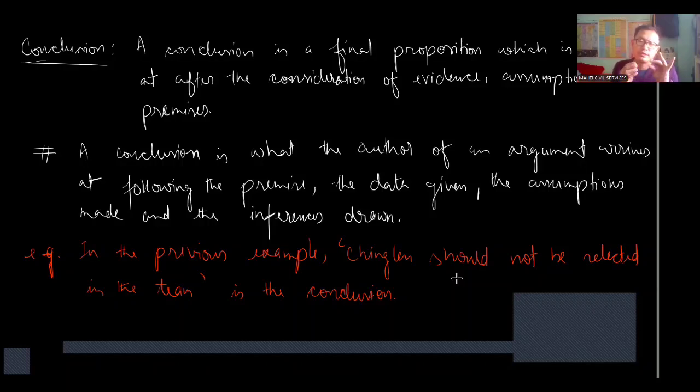Chinglen should not be selected in the team is a reasonable conclusion. A conclusion is always preceded by this hierarchy. A conclusion is what the author of an argument arrives at following the premise, the data given, the assumptions made, and the inferences drawn. Data is plural. Data are different types of data, but data itself is plural.